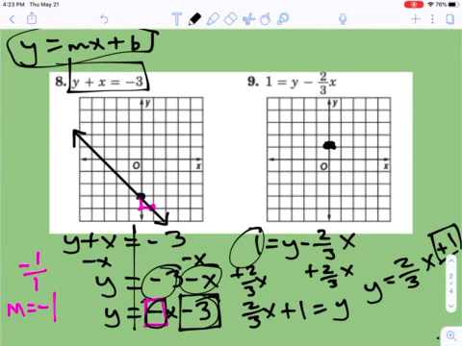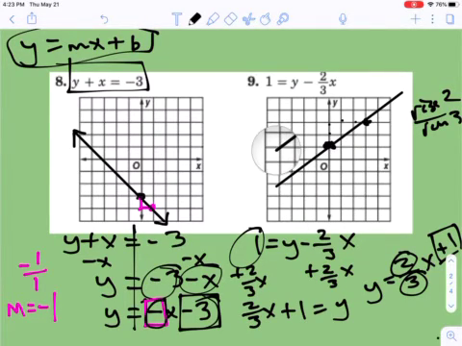Well, I actually kind of like the fractions for slope, all right? It's positive, so we're going to go up. And you go up and over. So it's a rise of 2 and a run of 3. So you go 2 and then over 3. You put your point. And then you draw your line. And put your arrows on.